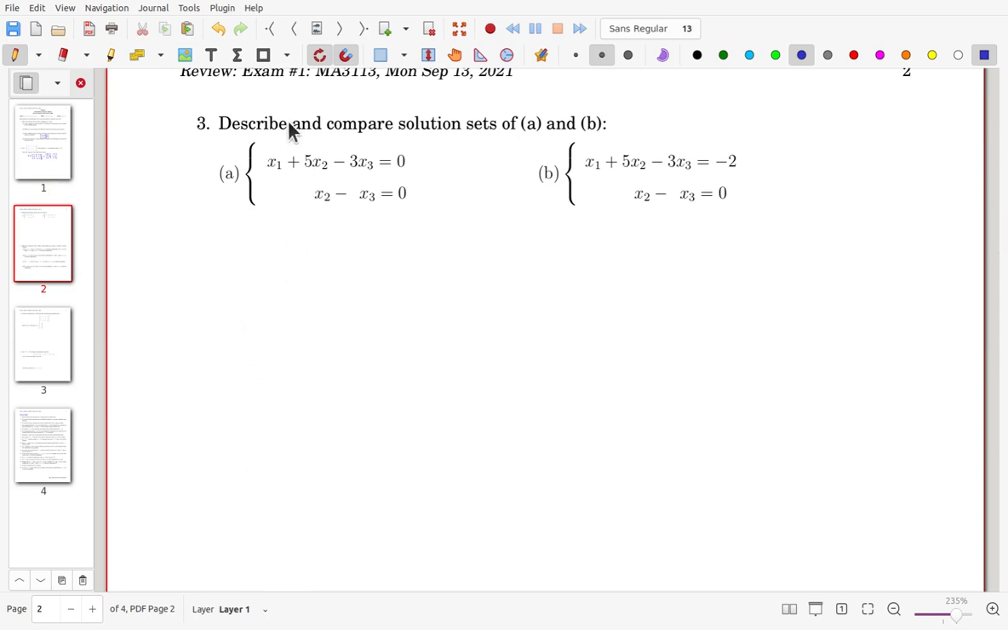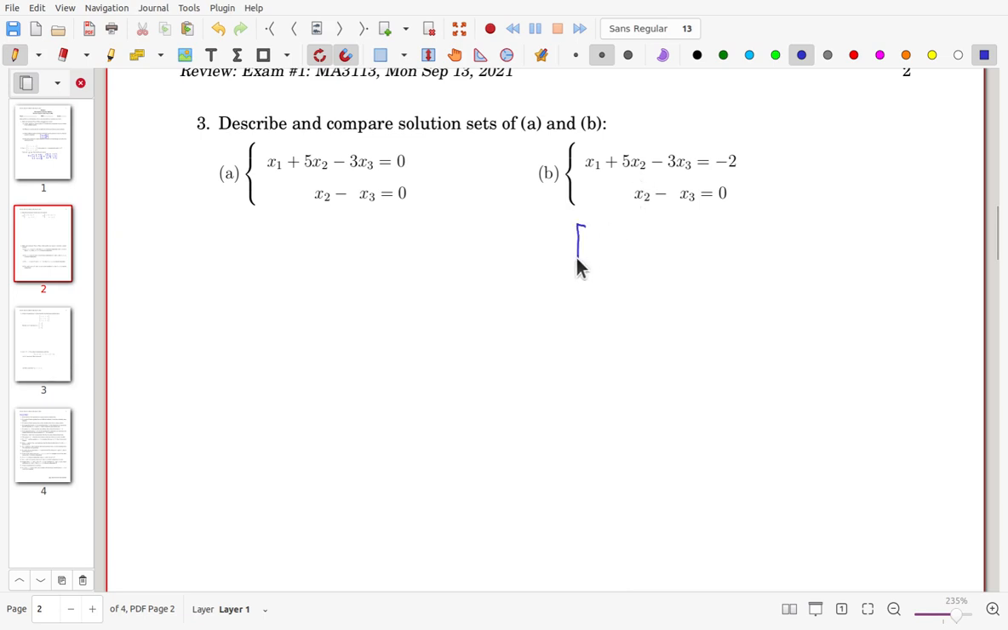Describe and compare the solution sets of A and B. This is a non-homogeneous system, and this is the corresponding homogeneous system. So let's try to find the solution of the non-homogeneous system. Then if we ignore this -2, it will become the solution of this one. So let's focus on this one.